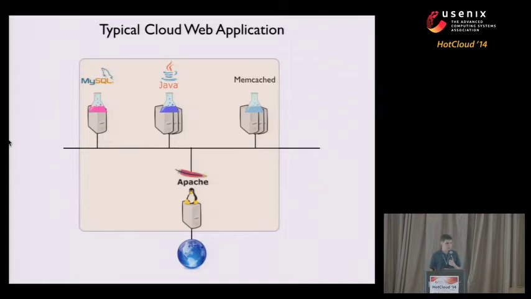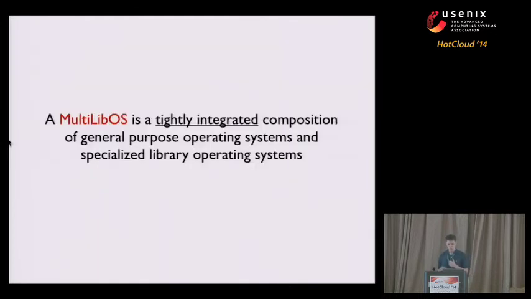The more general point is this isn't just a bunch of loosely coupled systems, it is a single system, and they should work together to provide some common service. And so we call this architecture the Multilibos. And I want to give a precise definition that a Multilibos is a tightly integrated composition of general purpose operating systems and specialized library operating systems. And the key point is that they're tightly integrated. They're not each serving an individual purpose, but rather part of a whole.